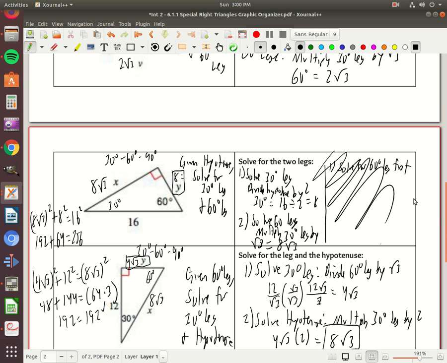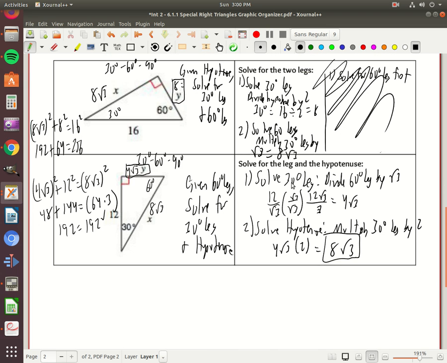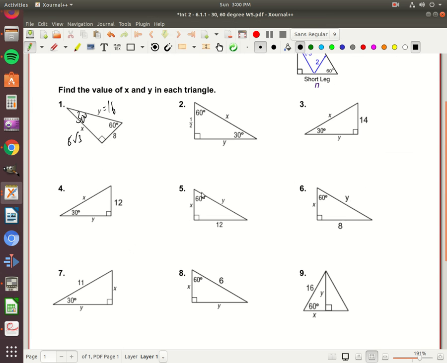There's the hypotenuse. So if they give us a 60-degree leg, we said the first thing we're going to do is solve for the 30-degree leg by dividing by the square root of 3. So I'll come over here, and I'm going to divide 12 by the square root of 3. And I can't have an irrational denominator, so I'll multiply by 1 in the form of the square root of 3 over the square root of 3. I get 12 times the square root of 3 over 3. These are going to simplify. They give me 4 times the square root of 3. So I know that my 30-degree side is going to be 4 times the square root of 3.